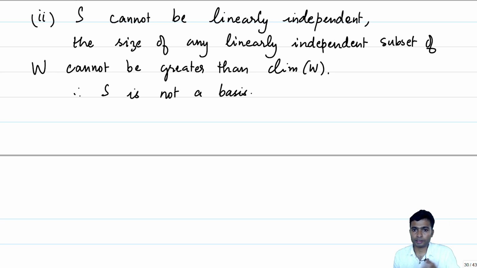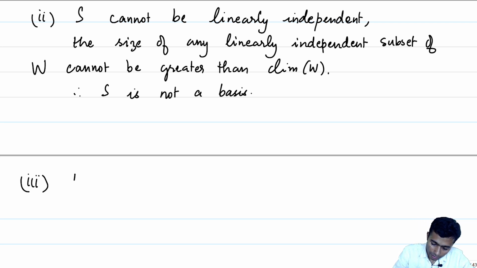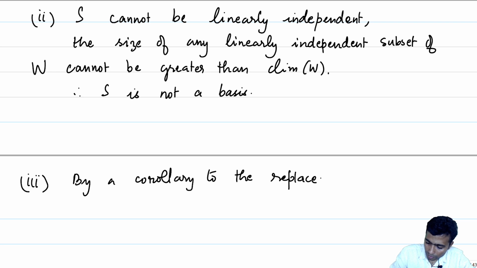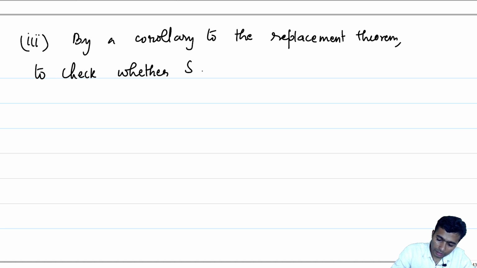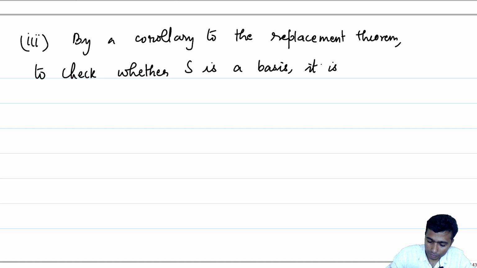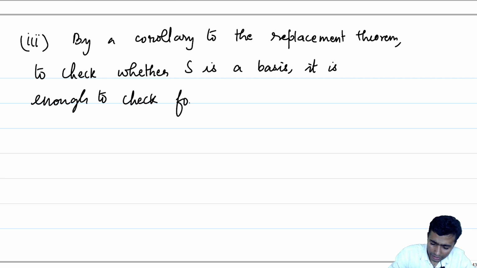To check that S is a basis of W, it is enough to check for either linear independence or the spanning property. So, let me note what I just said. By a corollary to the replacement theorem, to check whether S is a basis, it is enough to check for linear independence.